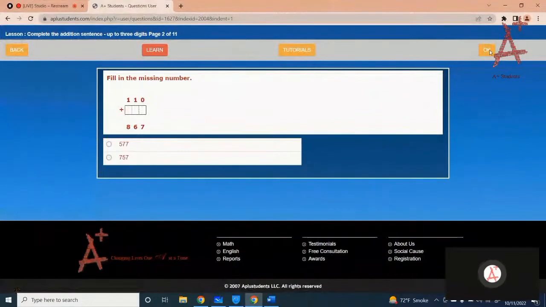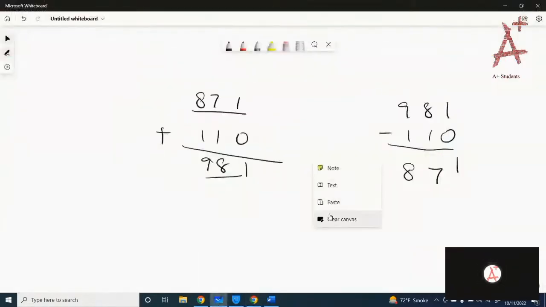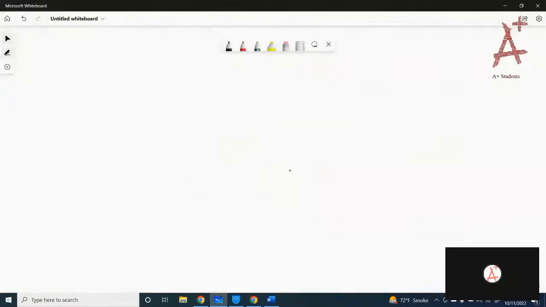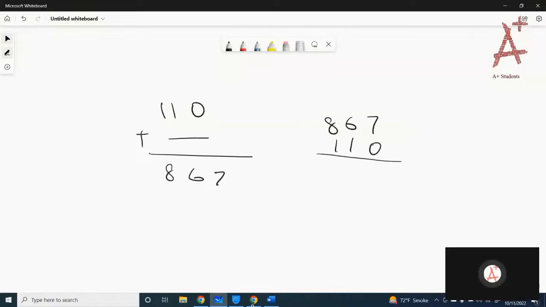Okay, the next one is 110 plus the missing number equals 867. So let me do it on the board. 110 plus the missing number equals 867. You are given one of the numbers and the sum of both the numbers. You have to find the missing number. So for the missing number, what do you have to do? You have to subtract the given number out of the sum. So just subtract 110 out of 867. Got it?